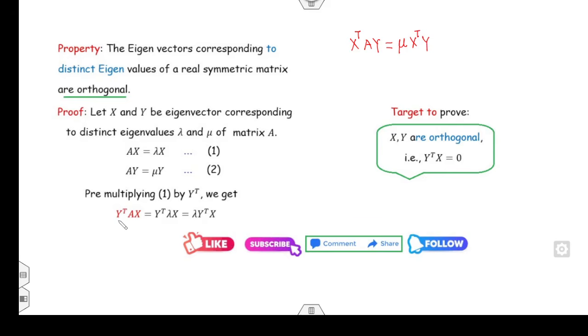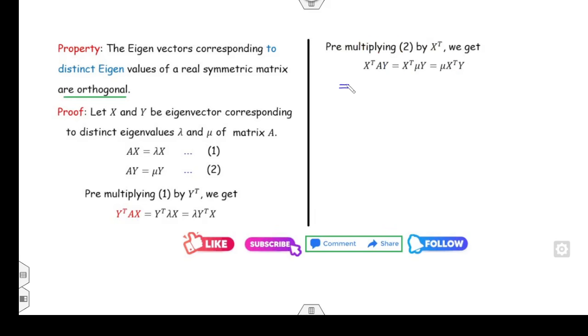Now if you look at that, I need a y transpose Ax. So I can take a transpose on both sides. Fine. So now I can take x transpose Ay. I can take a transpose on both sides. Now you can see what will happen. This equation becomes y transpose A transpose x. This value becomes y transpose, x transpose of x is x.